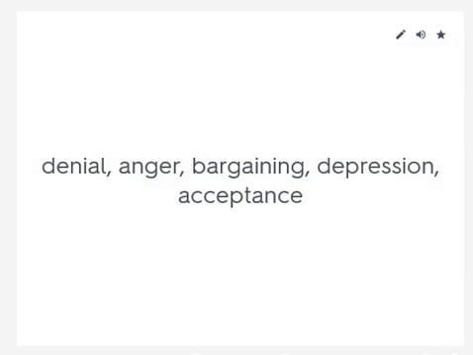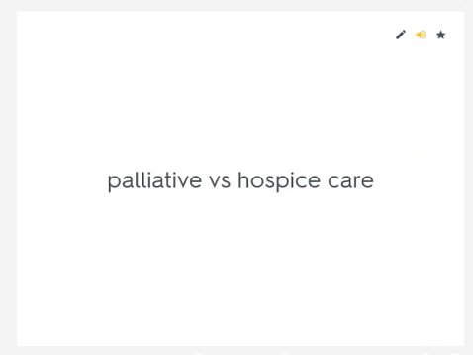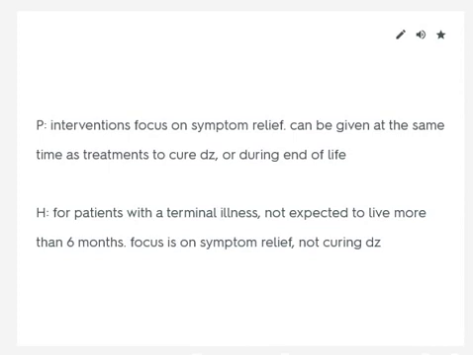Stages of grief: denial, anger, bargaining, depression, acceptance. Palliative versus hospice care. P: interventions focus on symptom relief, can be given at the same time as treatments to cure disease or during end-of-life. H: for patients with a terminal illness not expected to live more than 6 months, focus is on symptom relief, not curing disease.